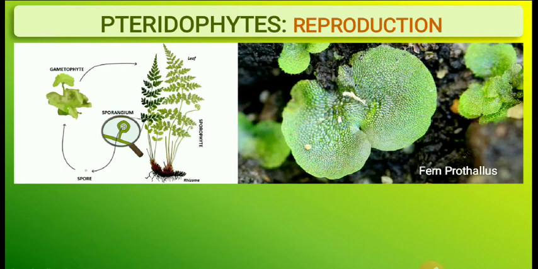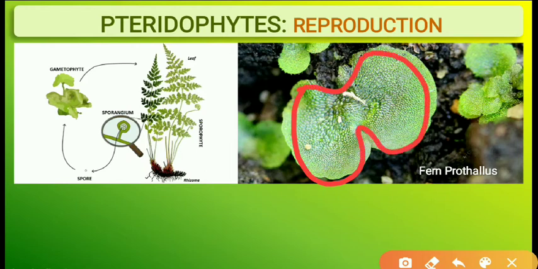Here is the prothallus. I told you I would show you the prothallus. It is a heart-shaped structure. How it is formed, I told you. The lower surface of the leaf, remember this, has sori.